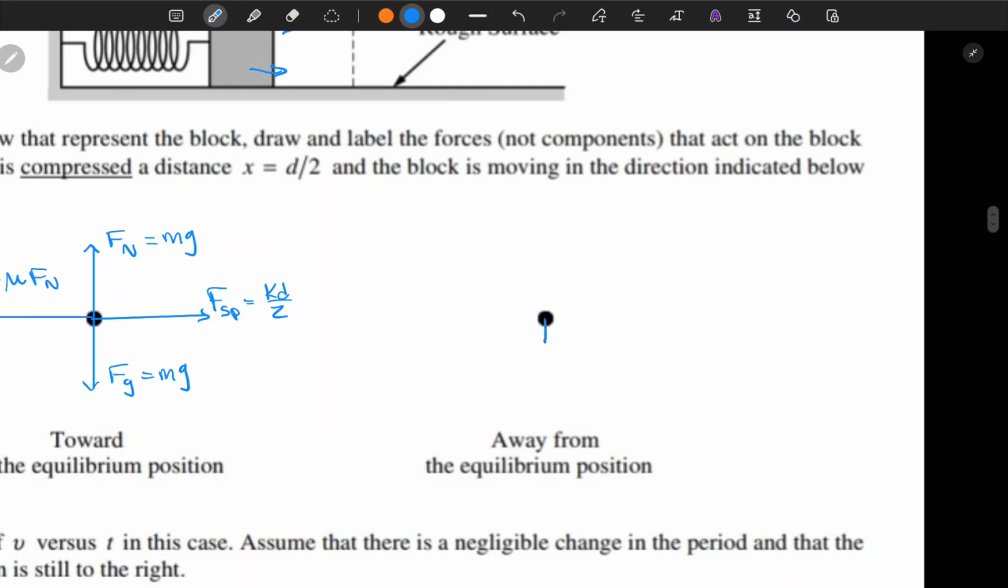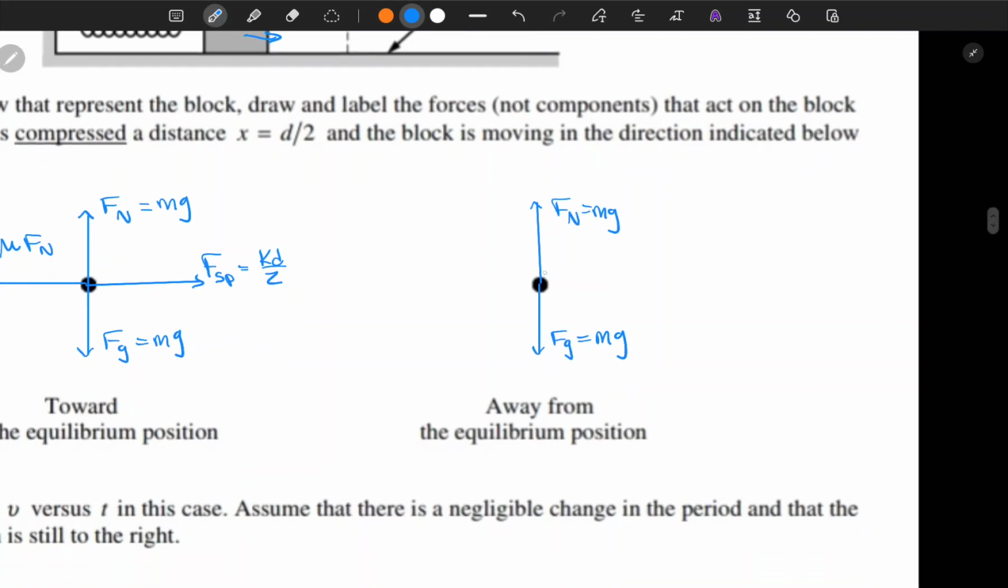So first drawing again the gravitational force Fg, which is equal to mg, and the normal force which counteracts this, Fn, which is equal to mg. We find two forces acting to the right. Firstly, we find the spring force, Fsp, which is equal to kd over 2. Similarly, we find another force acting to the right, which is Fr, the friction force, which is equal to mu times Fn.